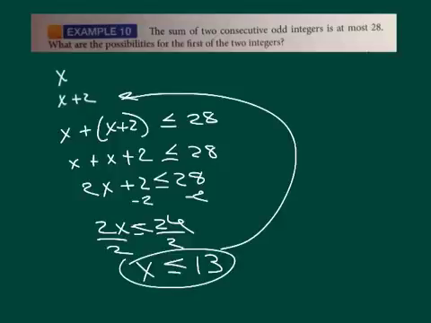15 would be the next one, because when I add 15 and 13 I get 28. So those are the biggest numbers I can use. Now this could be a 9 and the other one could be an 11, because when I add those up I get 20. Well, that's less than 28, so that works. So 13 is the biggest number I can use for x, and then 15 is the biggest number I can use for x plus 2. So that's it for example number 10. And that's it for the videos for 2.8 linear inequalities.